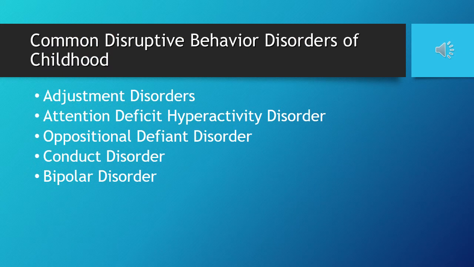There are five common disruptive behavior disorders of childhood, which can be classified in five categories. We'll also talk about the major target areas for each disorder, though we will find that there are some overlaps in the actual behaviors that are displayed across the disorders. The five categories of disruptive behaviors are adjustment disorder, ADHD, that is attention deficit hyperactivity disorder, ODD, that is oppositional defiant disorder, conduct disorder, and bipolar disorder.